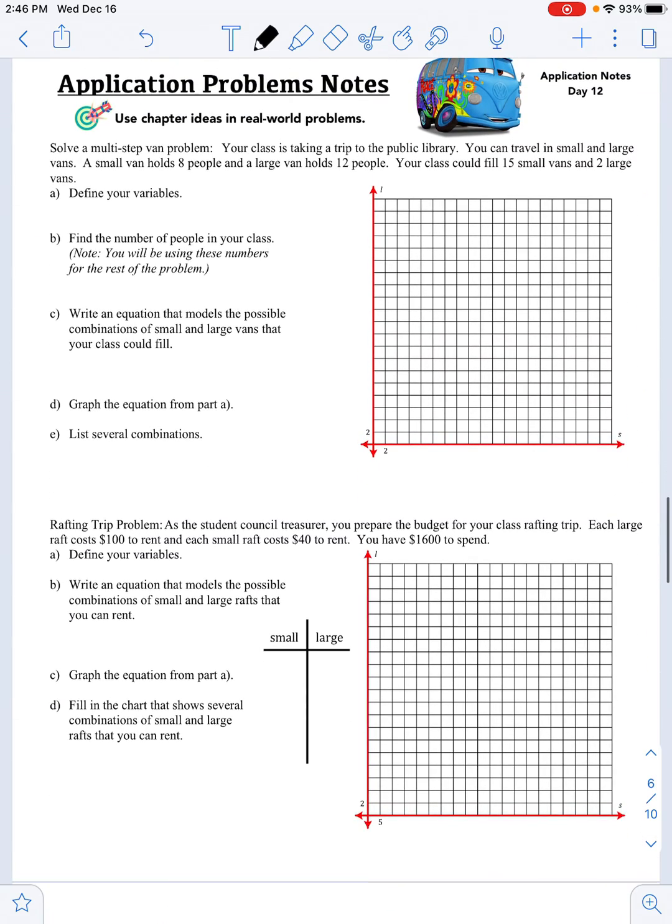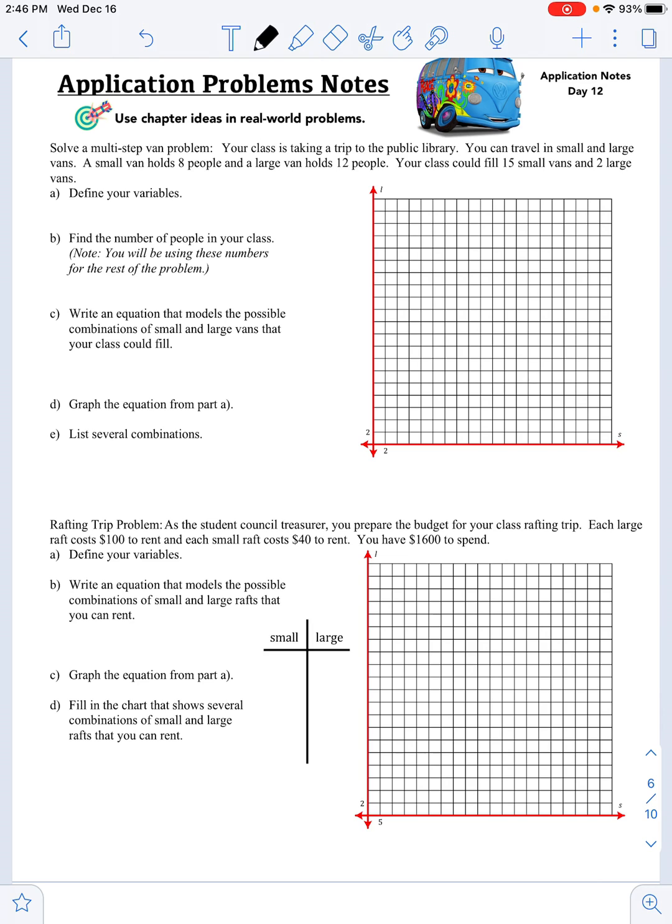As I slide into page 2 of this, again, we're on another problem here. And this one says, you are taking a trip to the public library. You travel in small and large vans. A small van holds 8 people. A large van holds 12 people. Your class could fill 15 vans. Sorry, that's 15 small vans and 2 large vans.